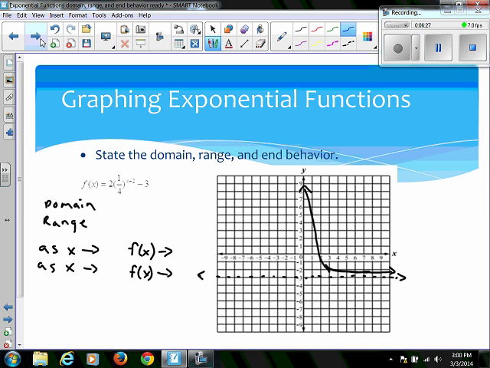Domain, still all reals. We're still going left and right forever. Range, my lowest value here is negative 3. We're going up to infinity. We could also say y is greater than negative 3.